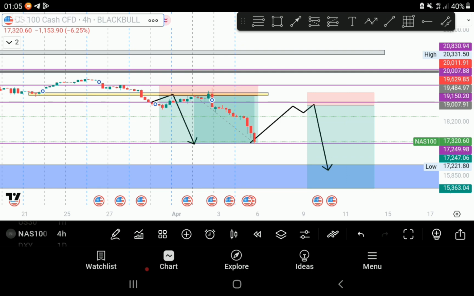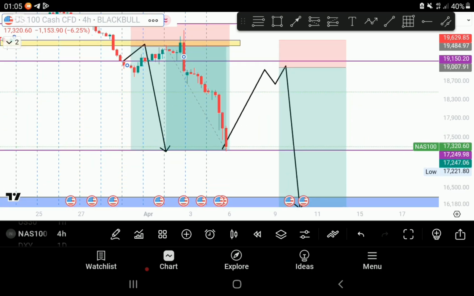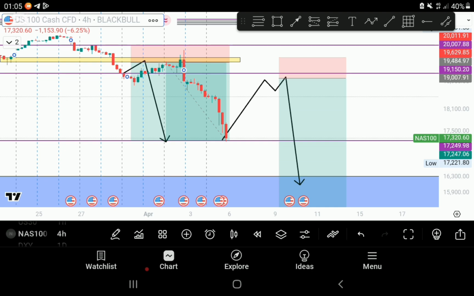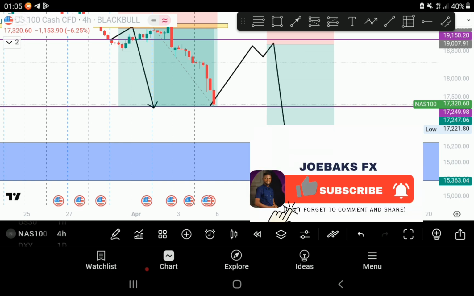Let's see how the trade goes. This trade is about 70% likely to go this way, except that fundamental news can make it go otherwise, because currently we are having a financial crisis going on. So take note, trade cautiously.